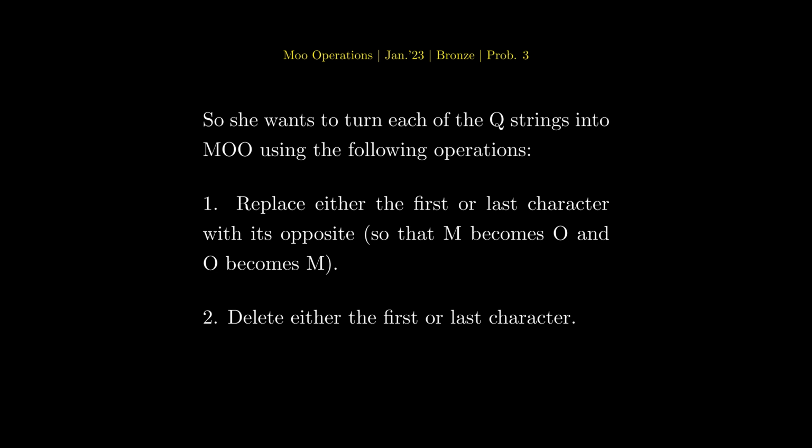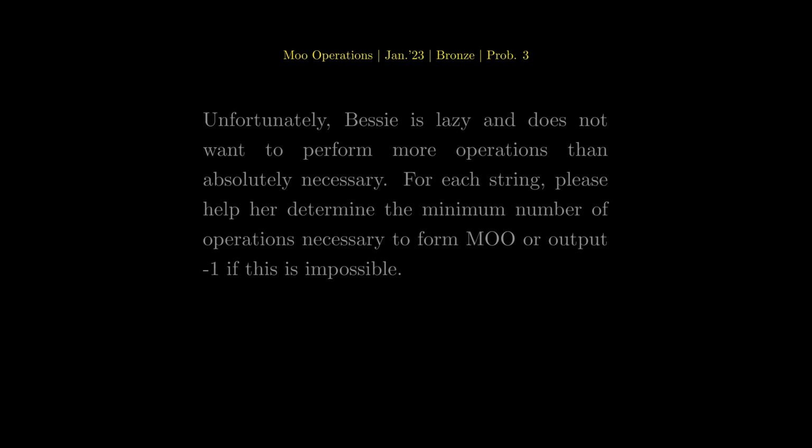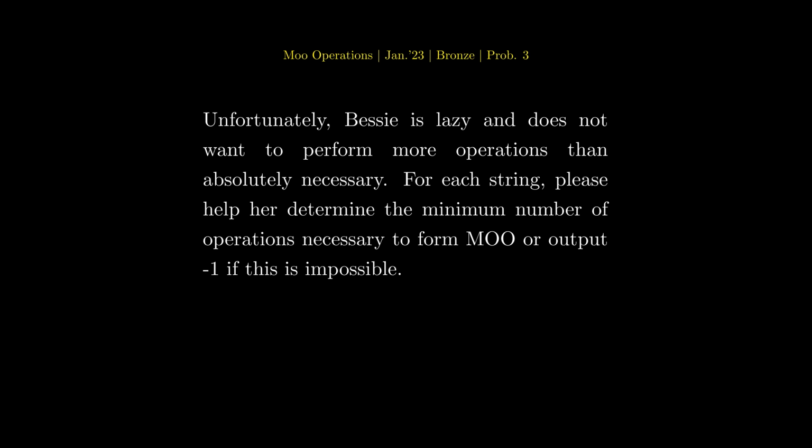First operation is to replace either the first or last character with its opposite, so that M becomes O and O becomes M. And the second operation is to delete either the first or last character. Unfortunately, Bessie is lazy and does not want to perform more operations than absolutely necessary. For each string, please help her determine the minimum number of operations necessary to form moo or output -1 if this is impossible.